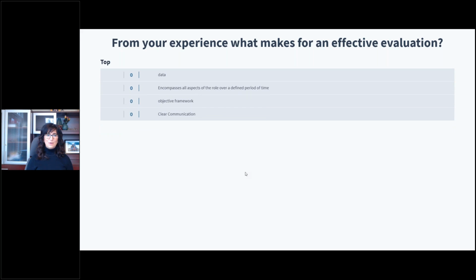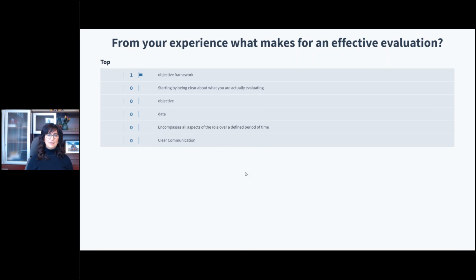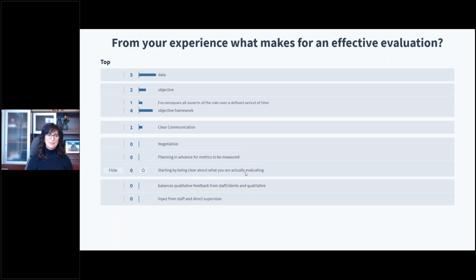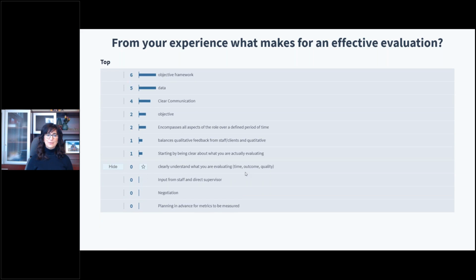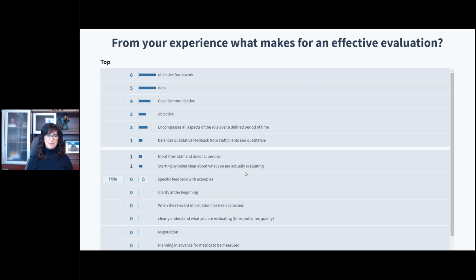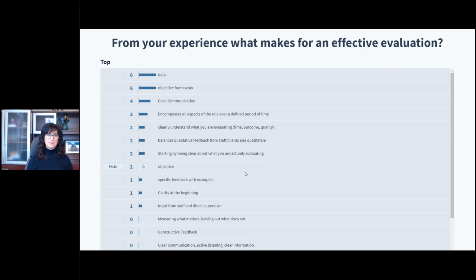Great. So what makes for an effective evaluation? Data, absolutely. It encompasses all aspects of the role over a defined period of time. Yes, it's objective, an objective framework, starting by being clear about what you're actually evaluating. Yes, we'll talk about that a lot today, actually. Negotiations, interesting. Planning in advance for metrics to be measured. Specific feedback with examples. Yes, input from staff and direct supervisors. We'll talk about the role of stakeholders today. Clarity at the beginning.